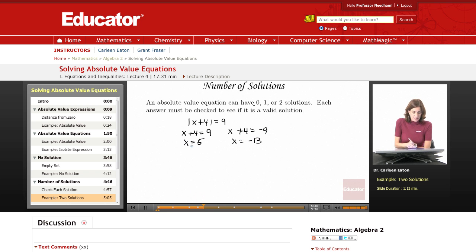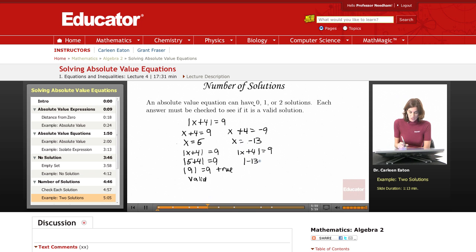So let's check this by going back to the original, the absolute value of x plus 4 equals 9. If x equals 5, then I'm going to get 5 plus 4 equals 9. So the absolute value of 9 equals 9, and that is true. Since this is true, this is a valid solution. X equals 5 is a valid solution. Okay, doing the same thing for my other solution, the absolute value of x plus 4 equals 9.